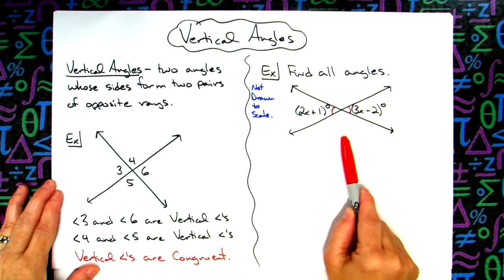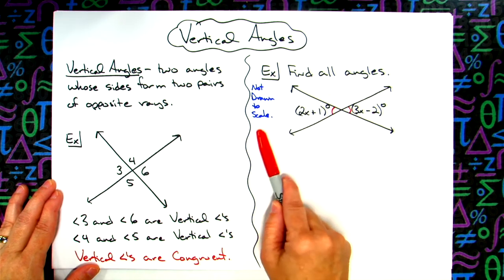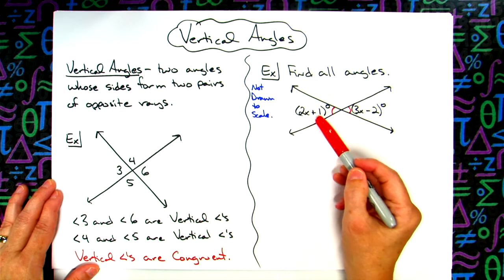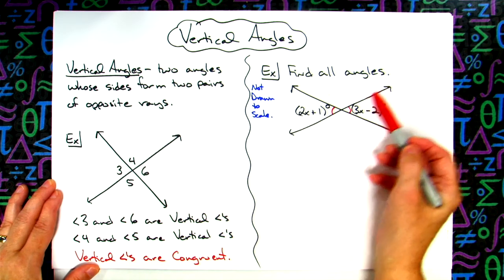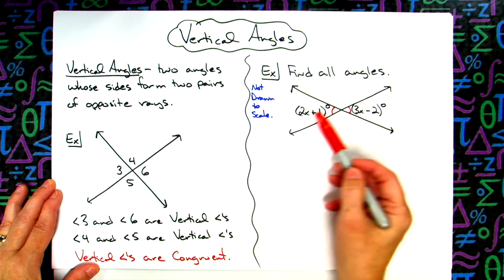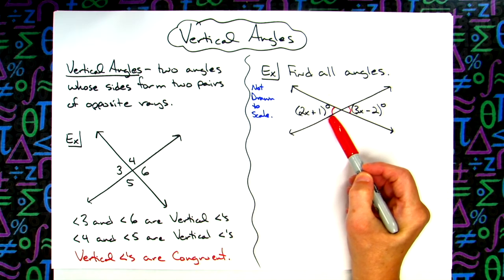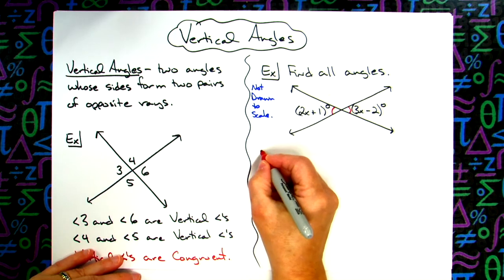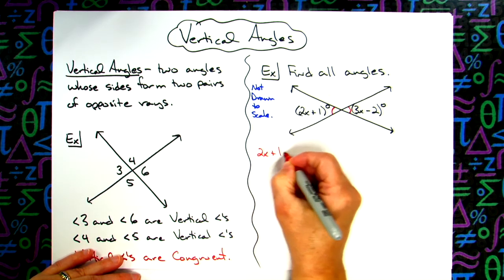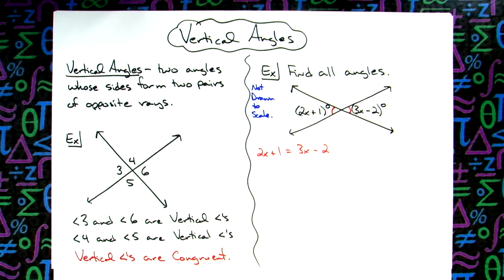So in an example like this, it says find all angles. We've got a picture, obviously not drawn to scale here. They've given you angle measures in terms of algebraic expressions. As we can see, these are two vertical angles, so they're across from each other, so they're congruent. If I know they're equal to each other, then I can set an equation up and solve for x. So the first thing I'm going to do is 2x plus 1 is equal to 3x minus 2. I'm going to solve this for x.